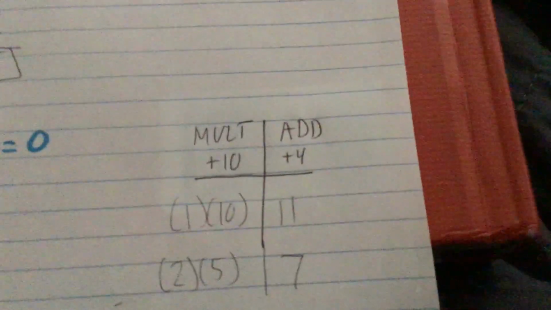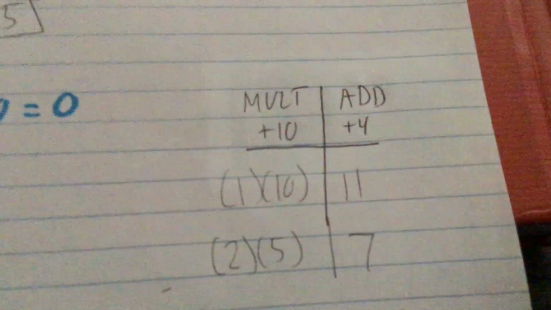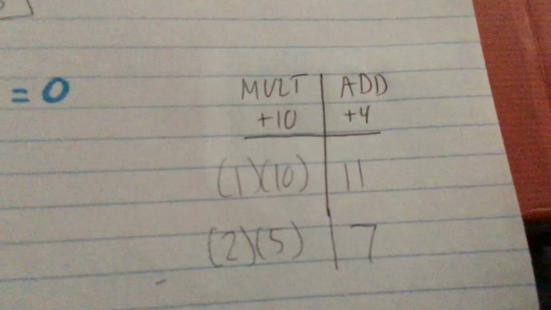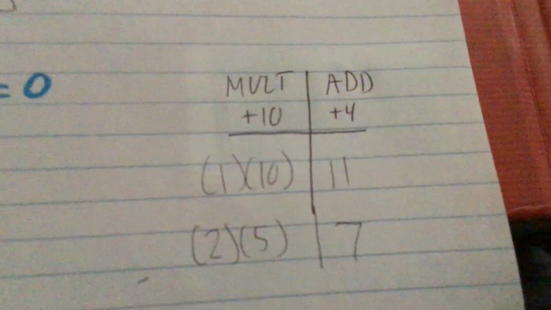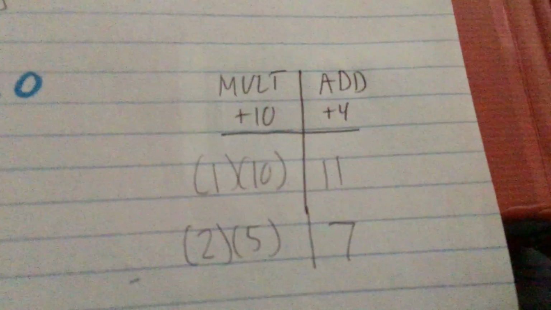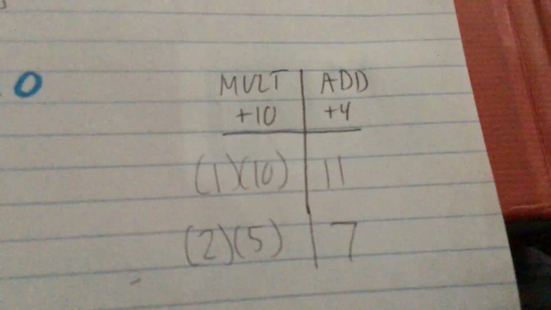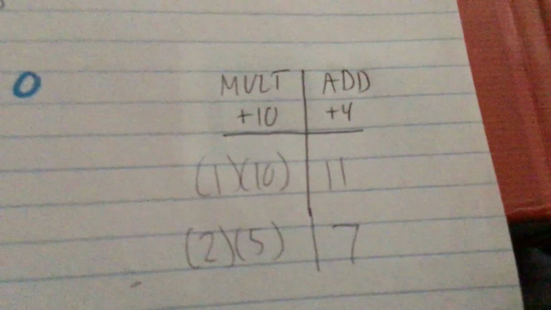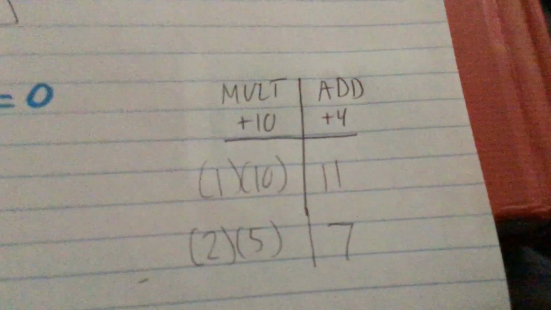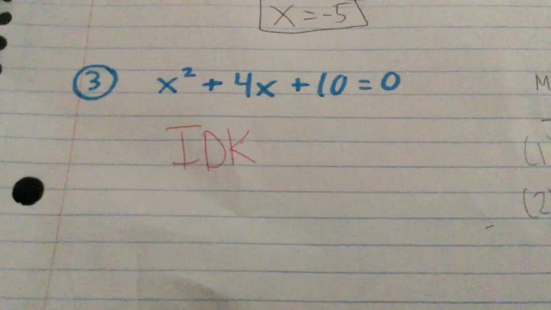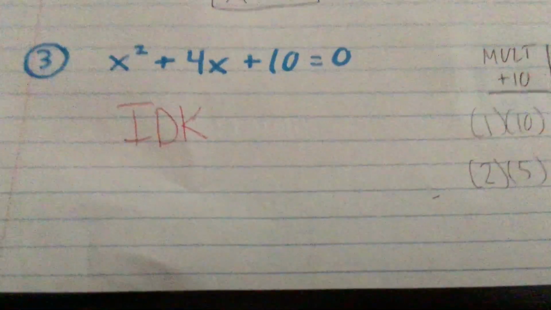Well, spoiler alert, I'm going to try all the possible whole number suspects. 1 times 10 is 10. 1 plus 10 is 11. Okay, that didn't work. 2 times 5 is 10. 2 plus 5 is 7. I don't think it's divisible by 3 without being a decimal, and 4, and so on and so forth. I've run out of numbers is what I'm trying to tell you. Run out of whole numbers, rather. So for now, my answer is I don't know.